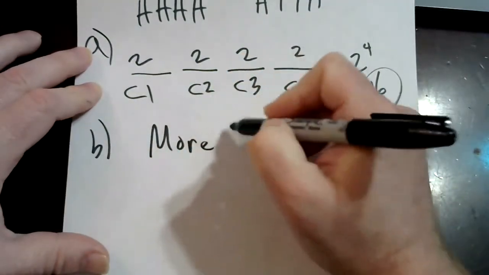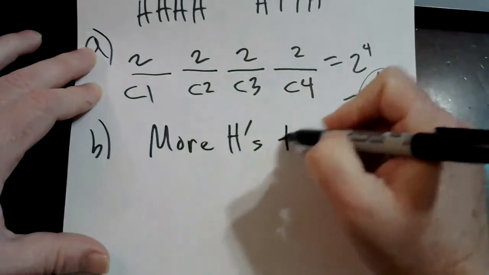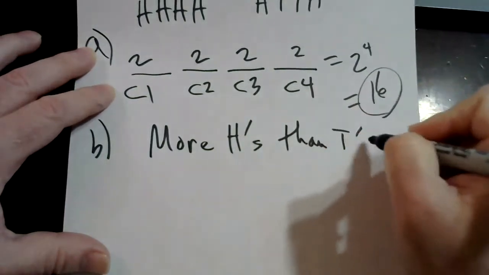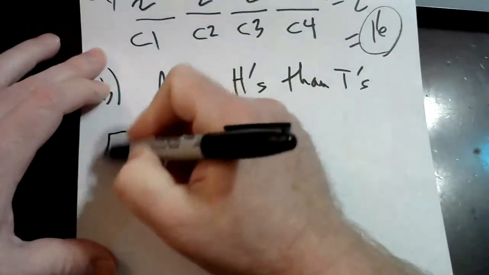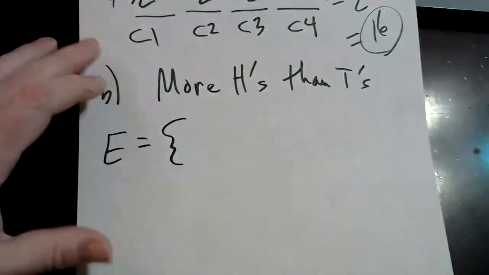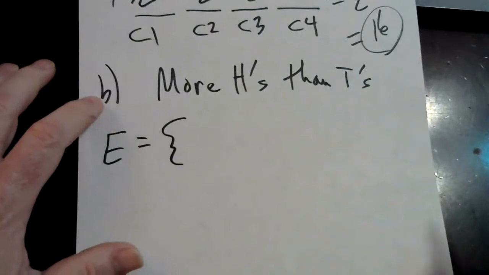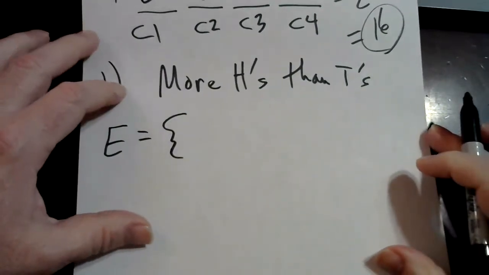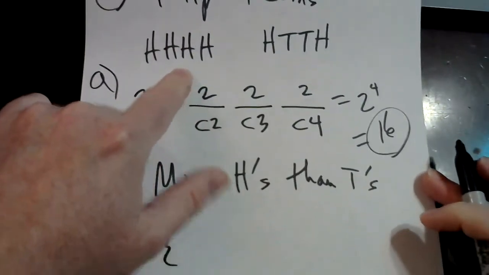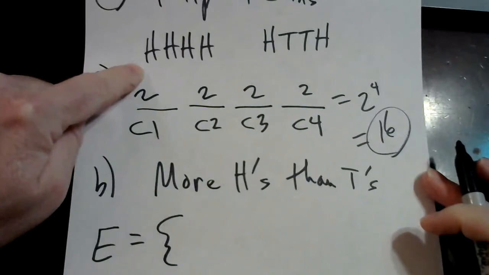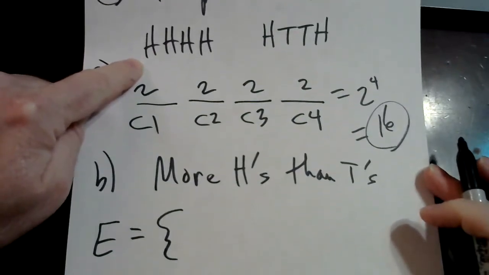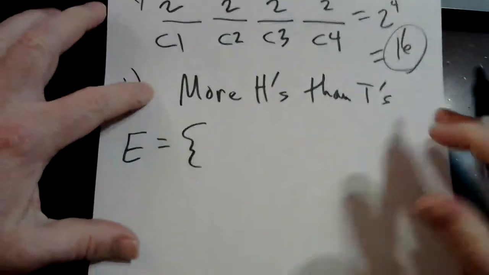All right. So more H's than T's, essentially. So let's see if we can systematically list all the possible outcomes that correspond to that description. Well, more H's than T's, notice that there are exactly 4 letters in every single outcome. So if we have more H's than T's, that means we have to have at least 3 H's, right?